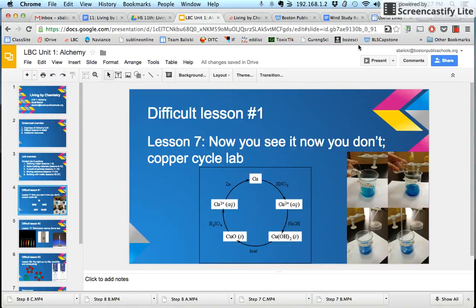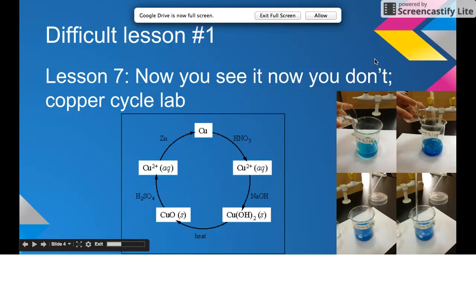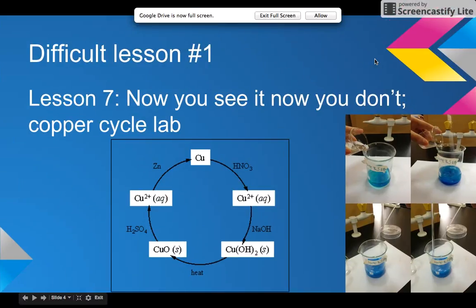So, to talk in more detail about some of the difficult lessons, the copper cycle must take place over 2 days, and the first reaction that is performed must take place under a fume hood. Not on a windowsill, not outdoors, in a properly maintained fume hood is absolutely essential because it produces toxic chemicals, nitrogen oxides, which students absolutely should not be exposed to. So it cannot be done in an open air lab. It can only be done under a fume hood.